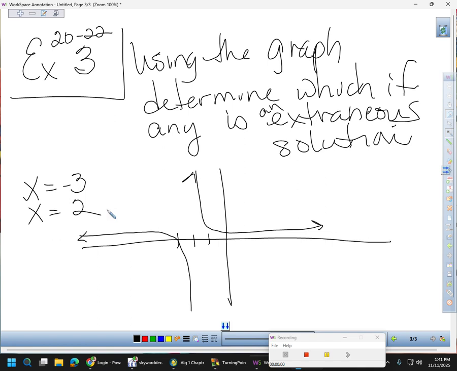2 is extraneous. Because why, Madison? Yeah, it doesn't cross the x-axis, right? So how can x equal it? That's it. So this one is out of here. This is the only answer we have.